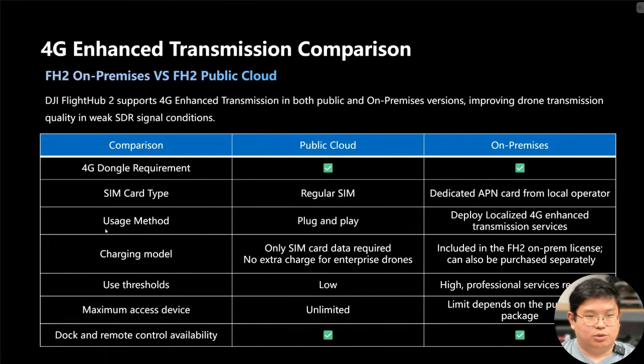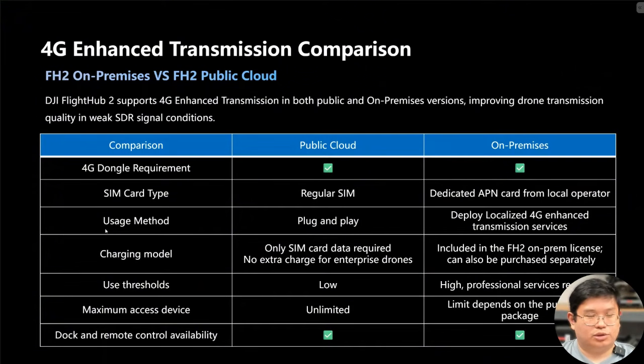When it comes to the usage method, the public cloud version is plug and play, and the on-premises version is to deploy a localized service along with the FlightHub 2 on-premises, which we provide guidelines on how to do that under the terminal.